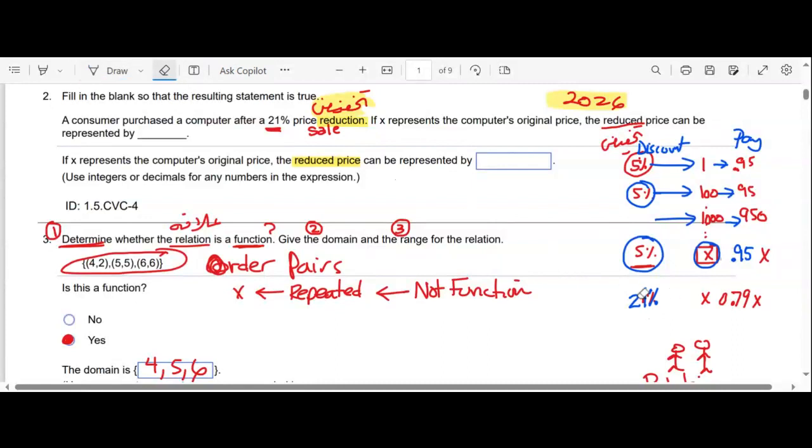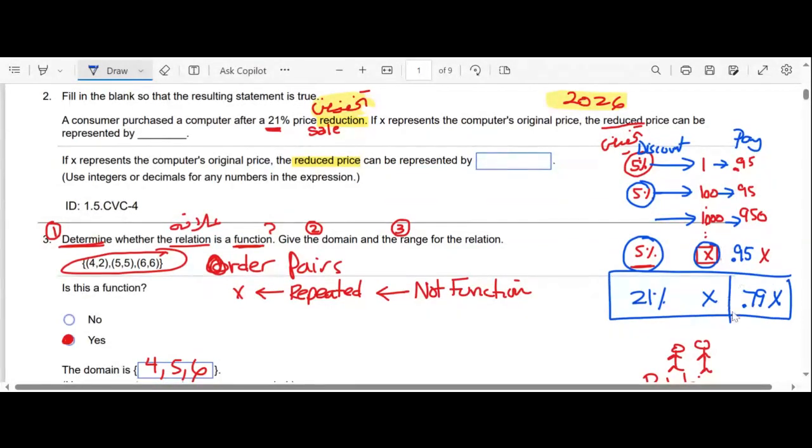Okay, if your discount is 21%, this is the real one now. If your discount is 21%, how much will you be paying? You know the product price is x. So what are you going to pay? 79% of the price of the item. So that's the answer. Which one is the answer? 0.79x.